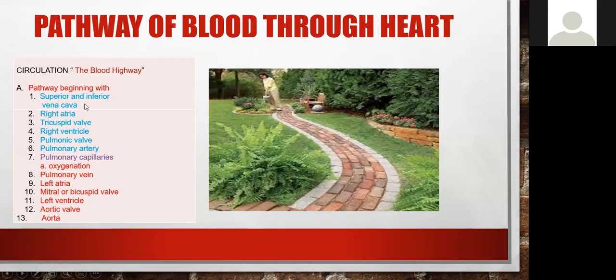Yeah. Superior and inferior vena cava to the right atria, through the tricuspid valve, into the right ventricle, through the pulmonary valve, into the pulmonary artery. Then you have the pulmonary capillaries, or the lungs, that oxygenate it. And it comes back to the heart via the pulmonary vein, into the left atria, through the mitral or bicuspid valve, into the left ventricle, through the aortic valve to the aorta.